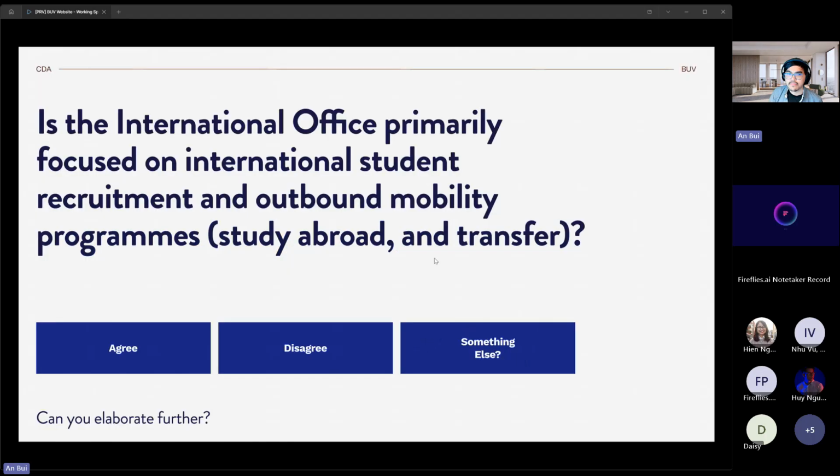For the program overview, my understanding is that the international office at BUV focuses first of all on international student recruitment, and outbound mobility, meaning programs that allow BUV students to go abroad or transfer, but also handles students from abroad transferring to BUV and such. Does that sound correct, or is there anything else you would say that the international office also handles?